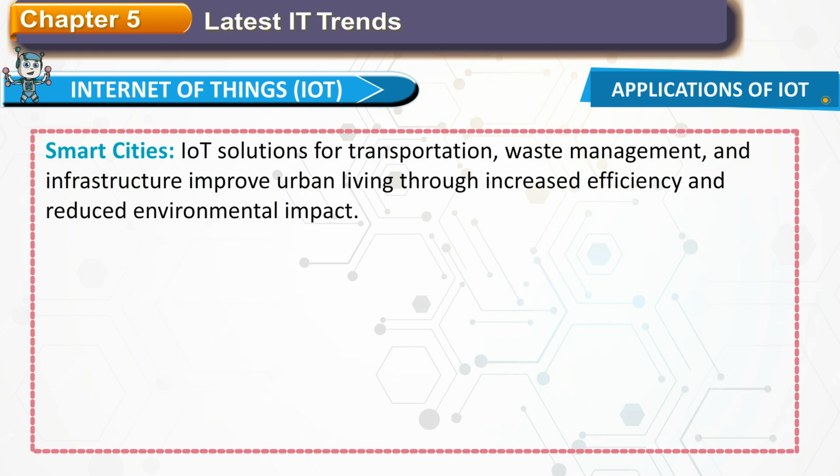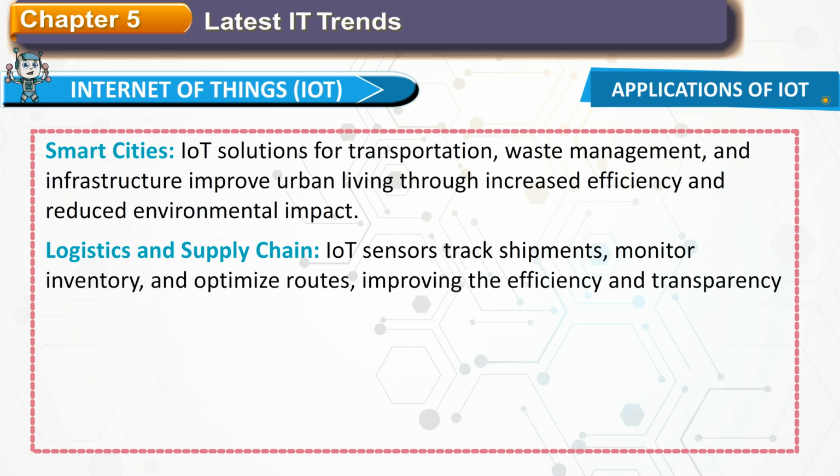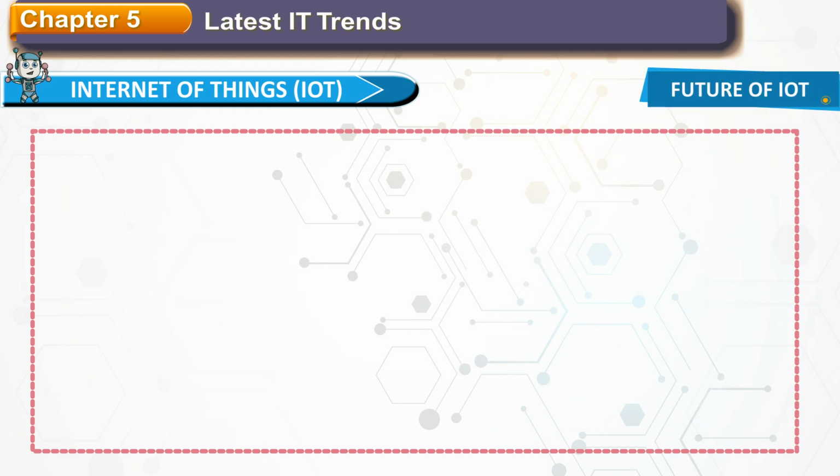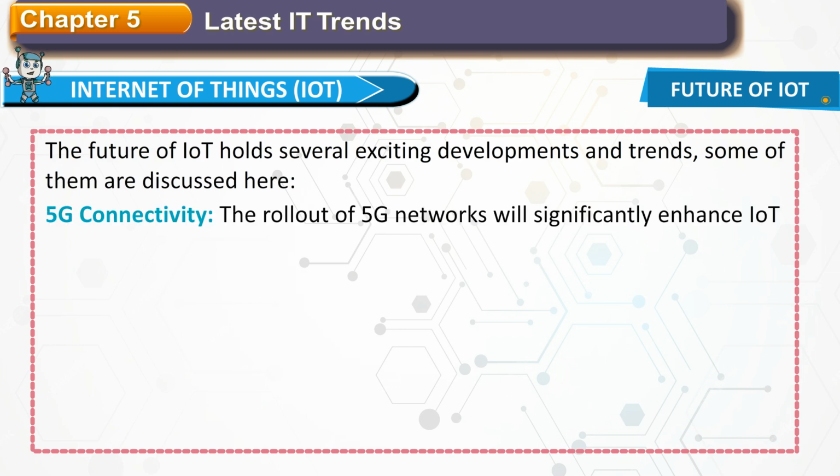environmental impact. Logistics and supply chain. IoT sensors track shipments, monitor inventory, and optimize routes, improving the efficiency and transparency of supply chains. Future of IoT. The future of IoT holds several exciting developments and trends. Some of them are discussed here.